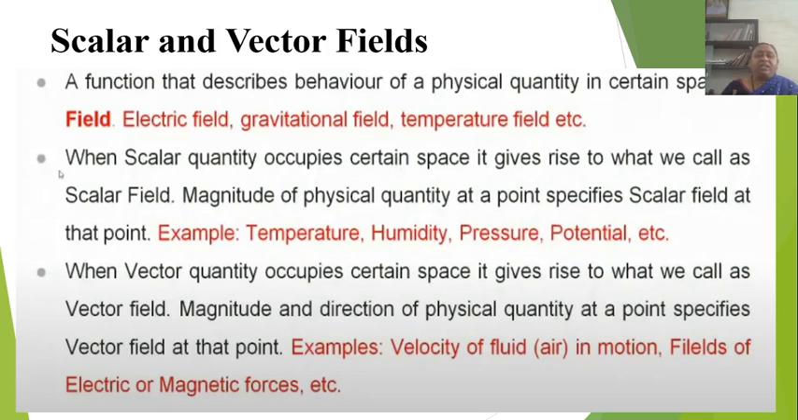When a vector quantity occupies a certain space, it gives rise to what we call a vector field. The magnitude and direction of a physical quantity at a point specify the vector field at that point. Examples are the velocity of a fluid in motion, field of electric or magnetic force, etc.